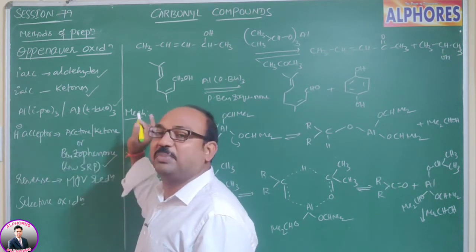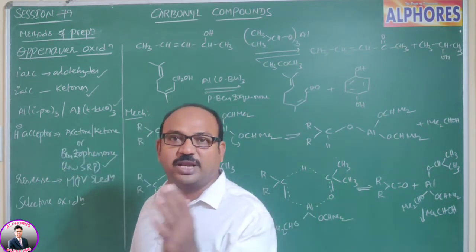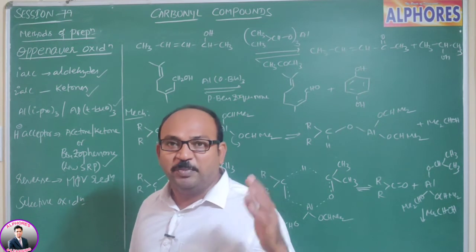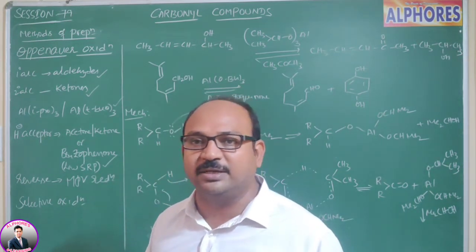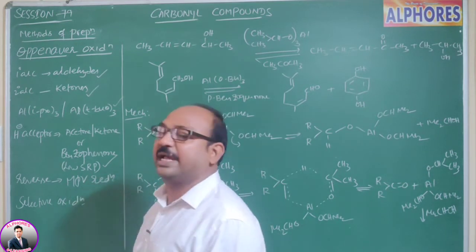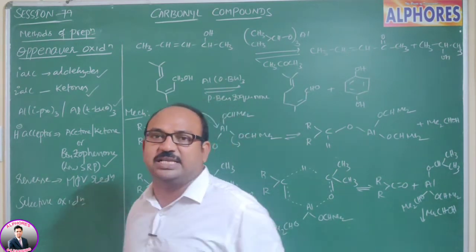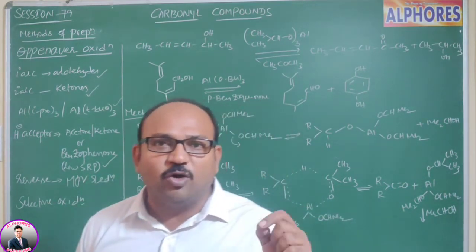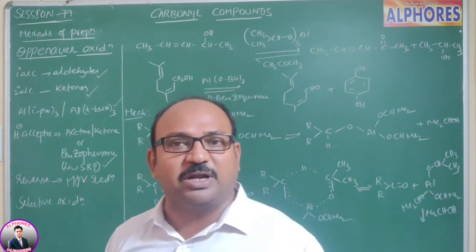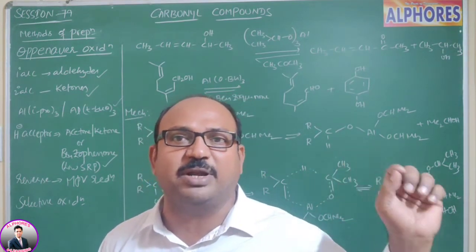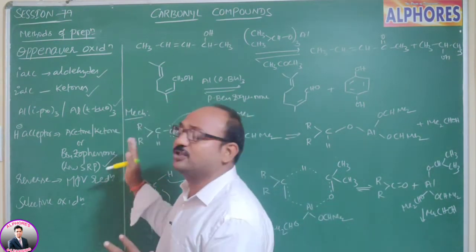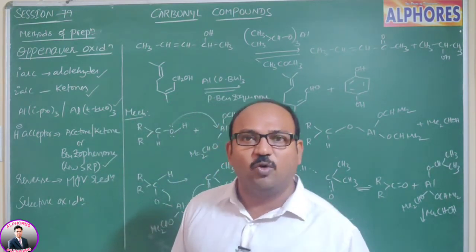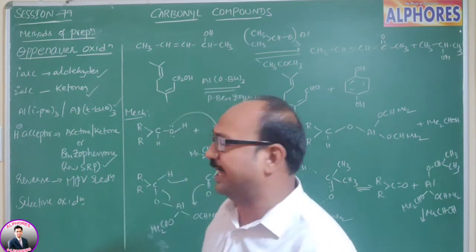And this reaction is completely reversible, and the reverse reaction is called Meerwein-Ponndorf-Verley reduction, also called MPV reduction. And this oxidation is a selective oxidation. It only oxidizes alcohols without disturbing any carbon-carbon double bonds or triple bonds. It means unsaturation is not going to be disturbed, only the alcohol group gets oxidized.